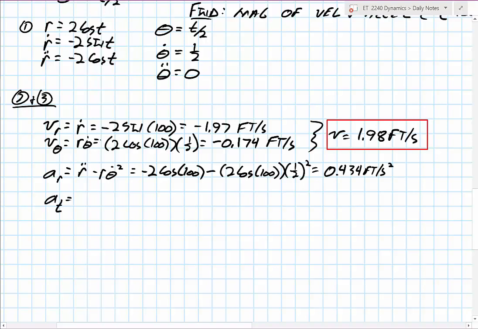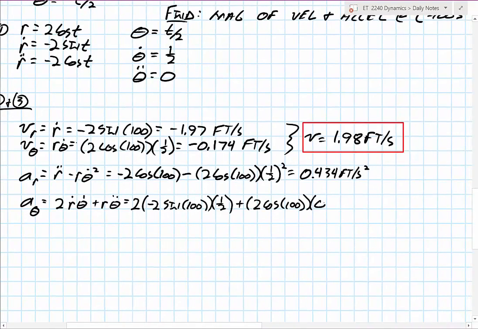And my acceleration in the, thinking transverse, but really theta, that's what I meant to write, otherwise it looks like tangent. My theta, I said that was equal to 2 r dot theta dot plus r theta double dot. Plugging that in, then I have 2 r dot is a negative 2 times the sine of 100. And then my theta dot is 1/2 plus my r is 2 times cosine 100 times theta double dot, which is 0. So actually that whole last term goes away, which is really nice. And I end up with minus 1.97 feet per second squared.